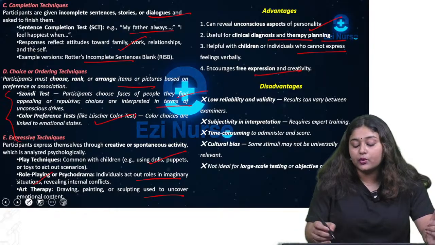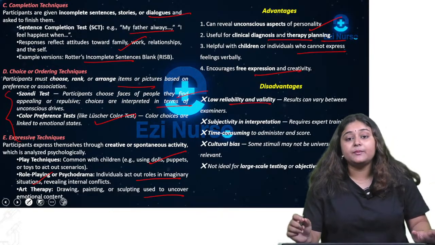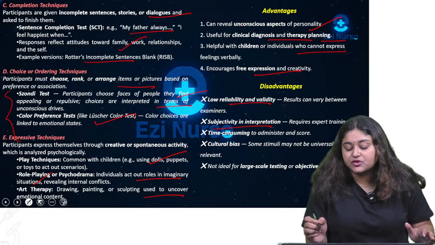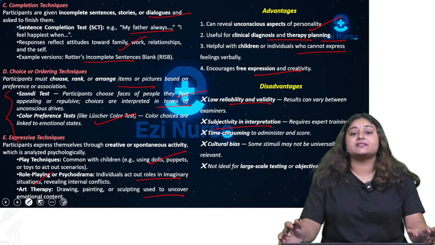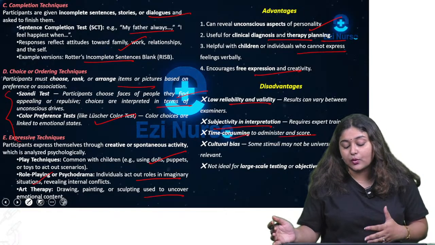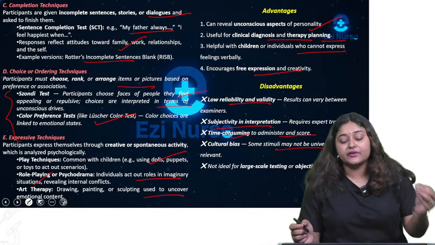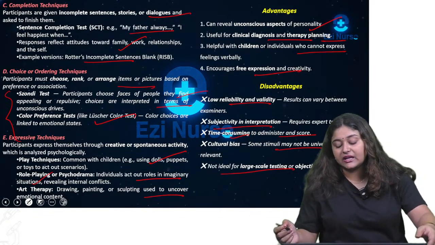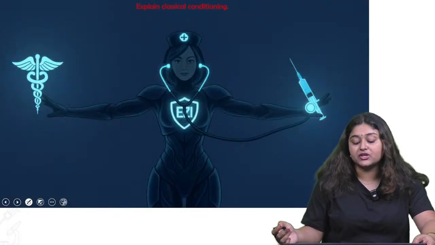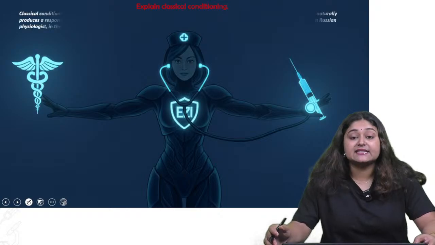First is low reliability as well as validity, as results can vary between examiners. Next is subjectivity in interpretation, which requires expert training, and it is time consuming for administering as well as scoring. Next is cultural bias, as some stimuli may not be universally relevant. And next, it is not ideal for large scale testing as well as objective comparison.